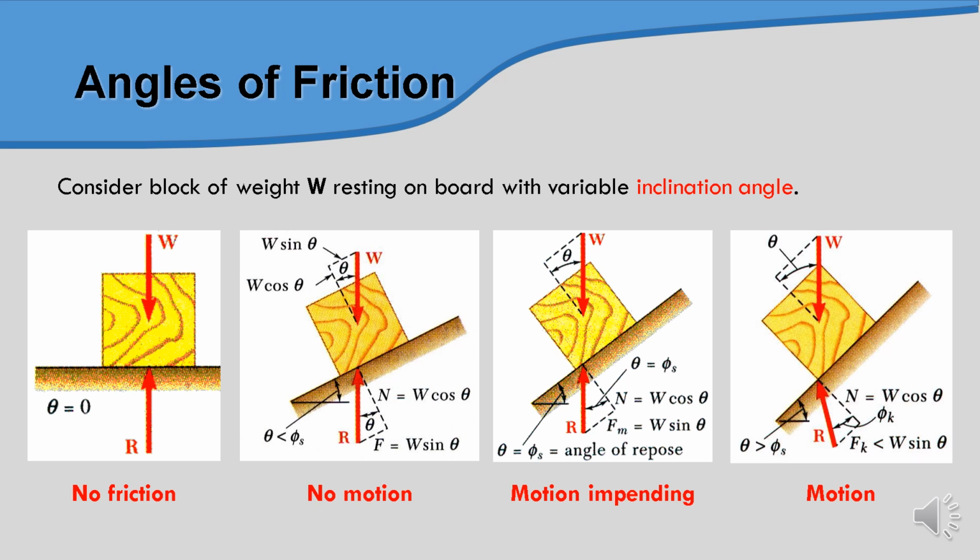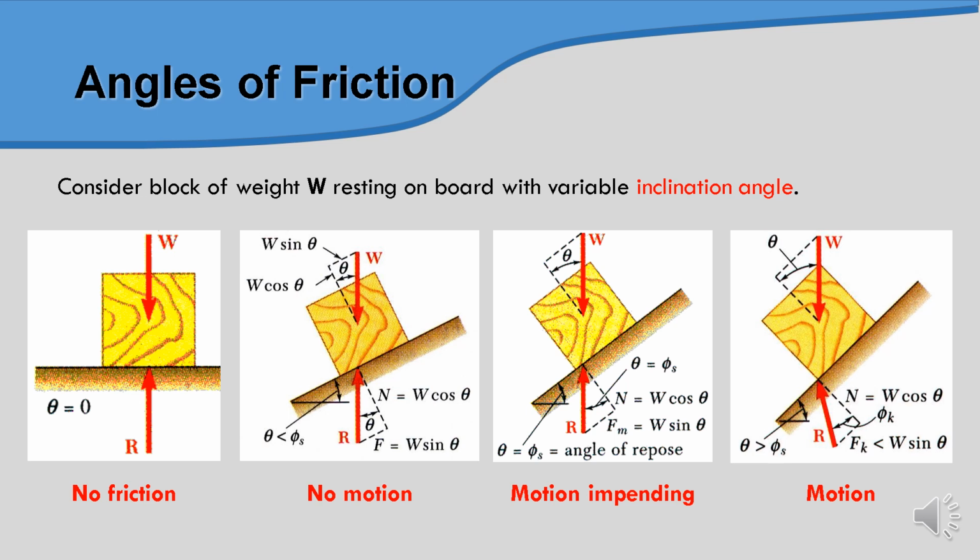So let's consider a block of weight W resting on a board with a variable inclination angle. Previously we looked at the horizontal, whereby theta is equivalent to 0 degrees. So in this case, what will happen to the block if we put it at a certain angle theta? The first thing we will cover is the different types of condition. The first one is no motion, the second one is about to move or motion impending, and the third one is motion.